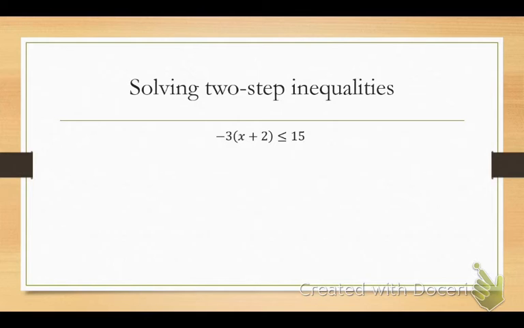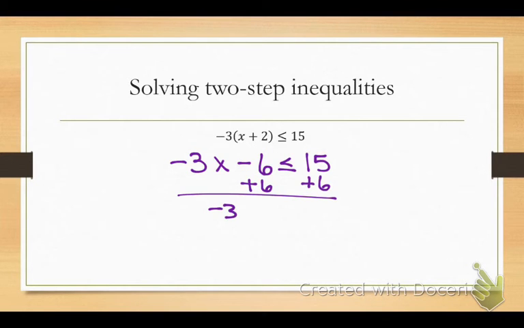Okay, guys, -3 times x is -3x. -6 is less than or equal to 15. All right, now what do I do? Add 6 to both sides. -3x is less than or equal to 21. What do I divide by? -3. And what is my answer? X is greater than or equal to -7.